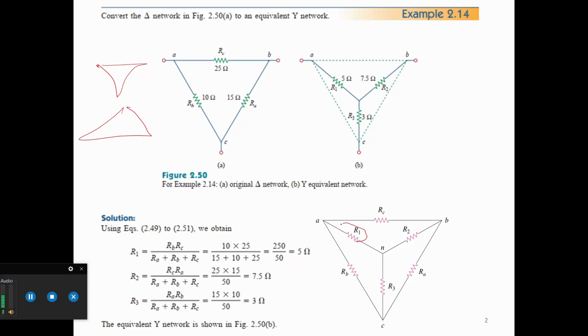If you want to find the value of R1, it is the product of RB into RC divided by RA plus RB plus RC. Likewise, R2 is RC into RA divided by RA plus RB plus RC. R3 is RB into RA divided by RA plus RB plus RC. So initially you have this delta network, and now using these formulas you have got all three values of the Y network.